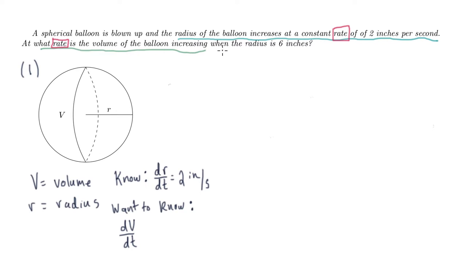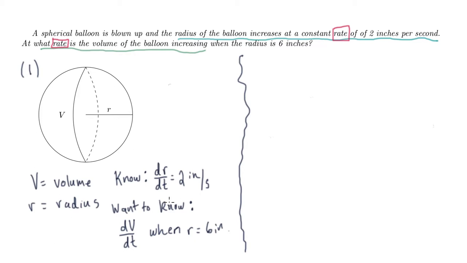And this last part says when the radius is 6 inches. So when r equals 6 inches. So this is kind of step one. And to the degree that you can do step one really well, will make steps 2 and 3 go really smoothly. Okay, so clearly identify the two variables that you're trying to relate, and their rates of change.